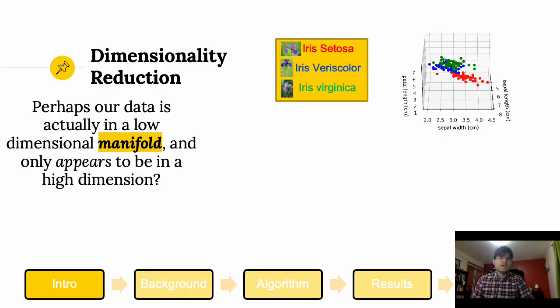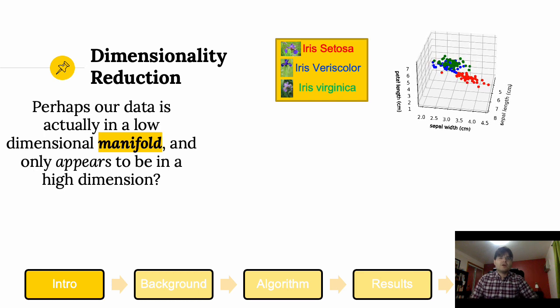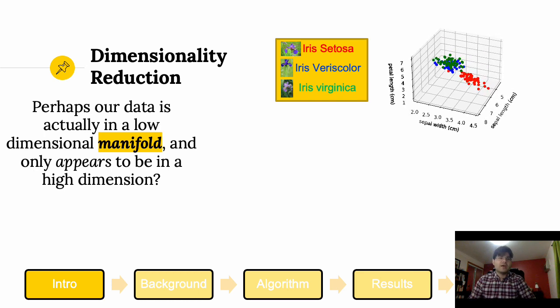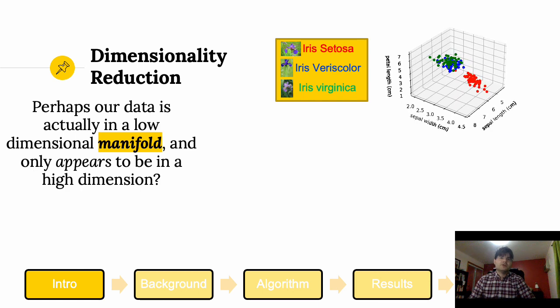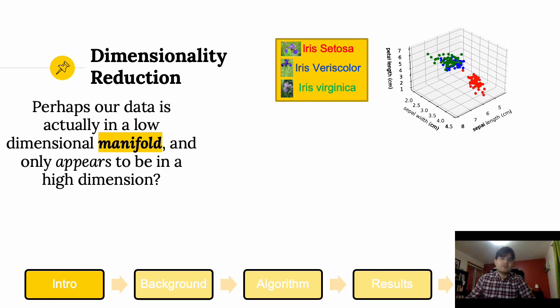We can work with this kind of data by using the following assumption. Perhaps our data exists in a low-dimensional manifold, and it only appears to be in a high dimension. What you see on the top right here is a very simple data set that appears in a lot of different applications, called iris. We have three measurements for a bunch of plants, and we plot the three measurements in this 3D space, and then we color it based on the species of plant. So you can see Iris setosa, Iris versicolor, and Iris virginica. We can also see that these points are clustering based on the plant species.